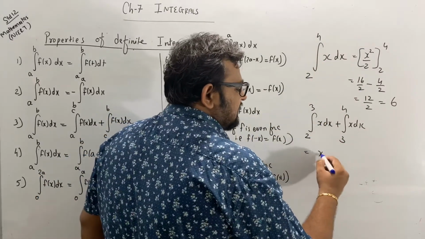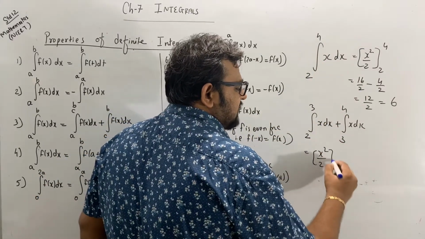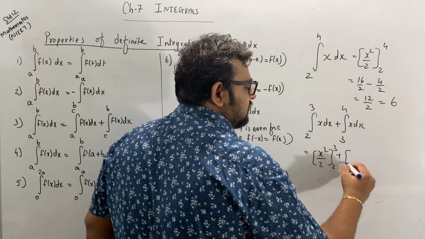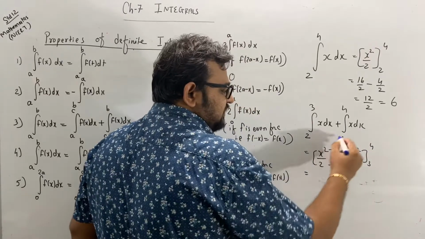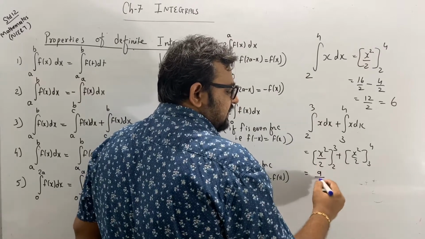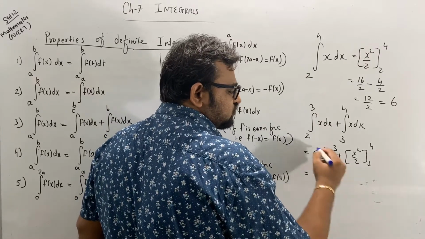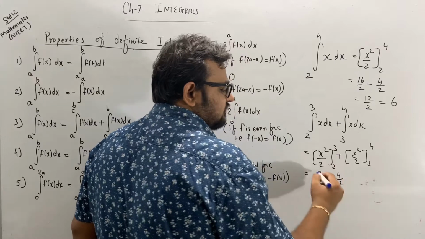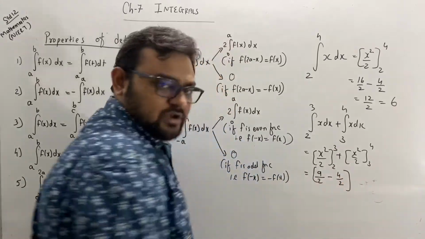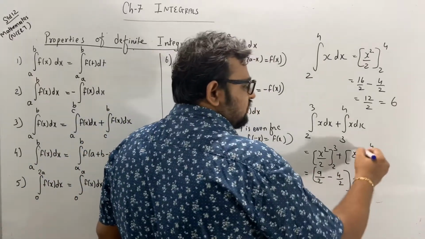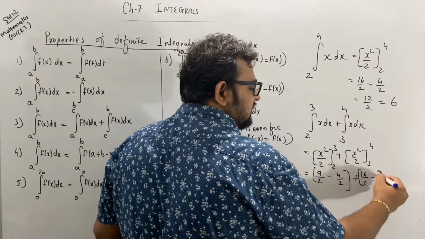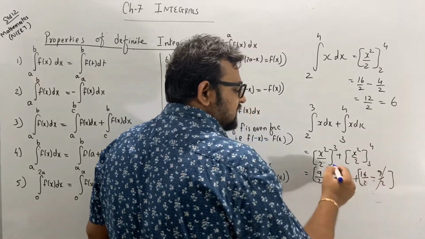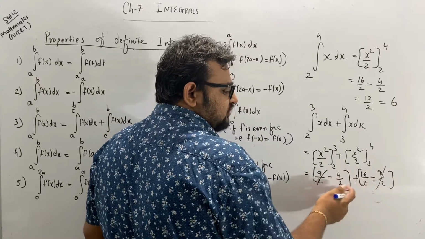Let's check it. Integration of x is x square by 2. So this will be 3 square, 9 by 2 minus 2 square, 4 by 2. Here plus 4 square, 16 by 2 minus 3 square, 9 by 2. So minus 9 by 2 plus 9 by 2, 16 by 2 minus 4 by 2.